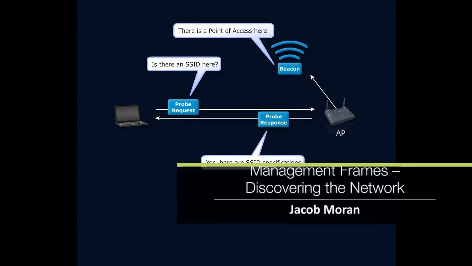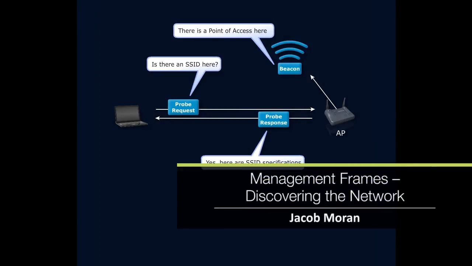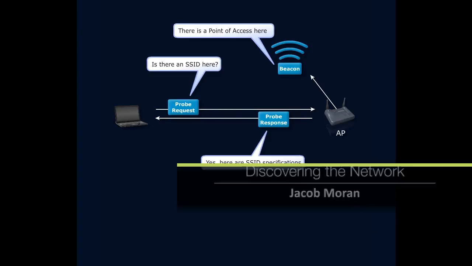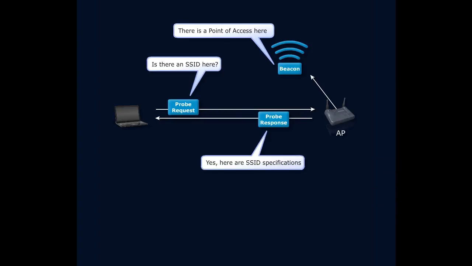All right, folks, right now we're looking at the magic that is used in order to connect a client to an access point. I mean, they just find each other, right? How does that happen? We're going to start off with this idea of discovering the network. Now, what do we say?